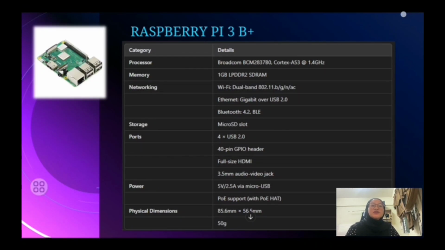For the storage, it uses a micro SD slot. For the ports, it has 4x USB 2.0, a 40-pin GPIO header, full-size HDMI, and a 3.5mm audio video jack. For power, it uses 5V/2.5A via micro USB and PoE support with a PoE header. For physical dimensions, it is 85.6mm by 56.5mm and weighs 50 grams.